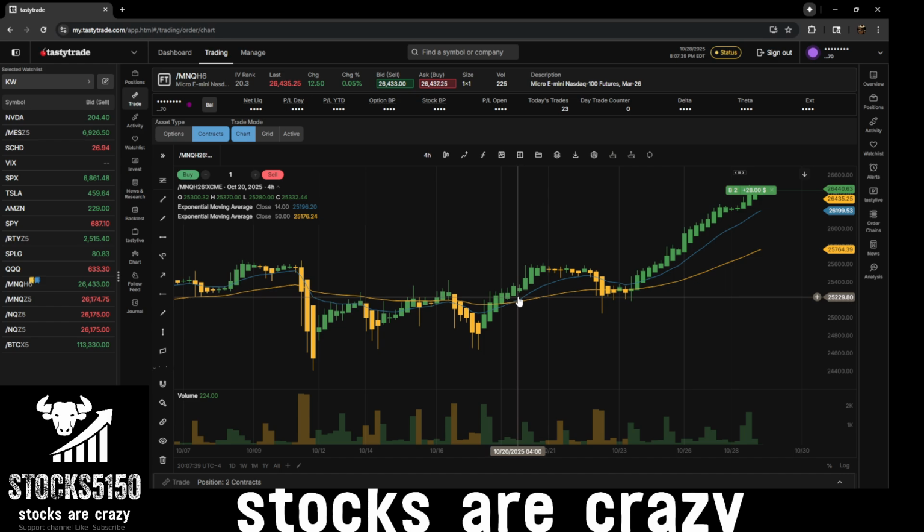Once the 14 crosses the 50 EMA, that's your cue to go in. You want to go long. And you say, well, where should I go? What's my target? Because I don't know where to go from here. So you enter long right here, but you're going to look back to your left and see where we were at before.